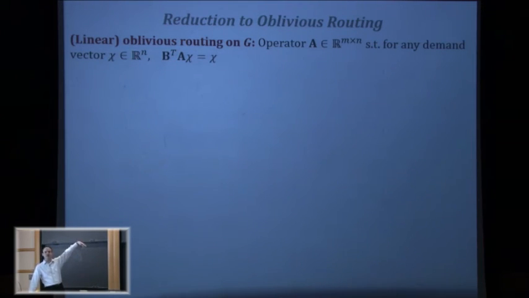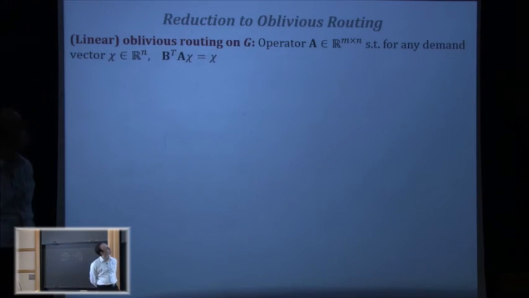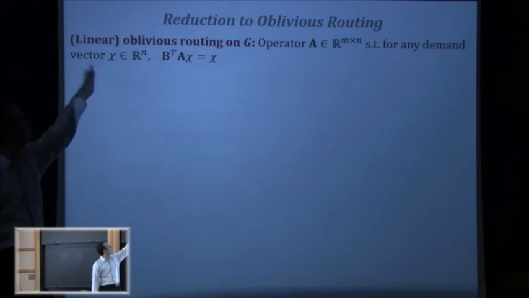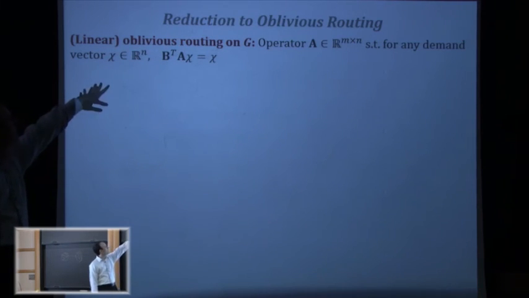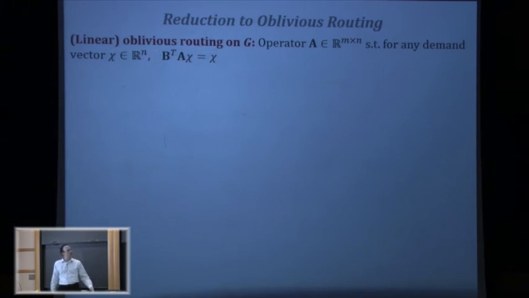There is a more general class, and some things I say might be only true for linear oblivious routing schemes. A linear oblivious routing is an m by n matrix, an operator that you feed demands, and it spits out a flow. It has the property that B transpose A chi is chi.